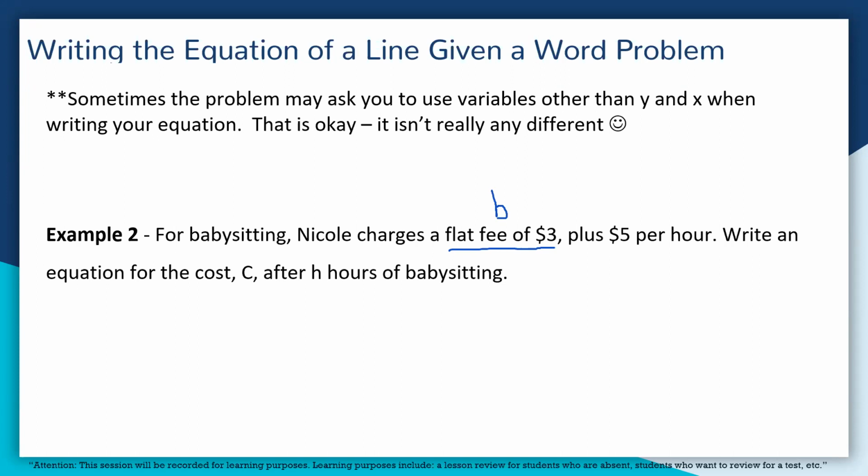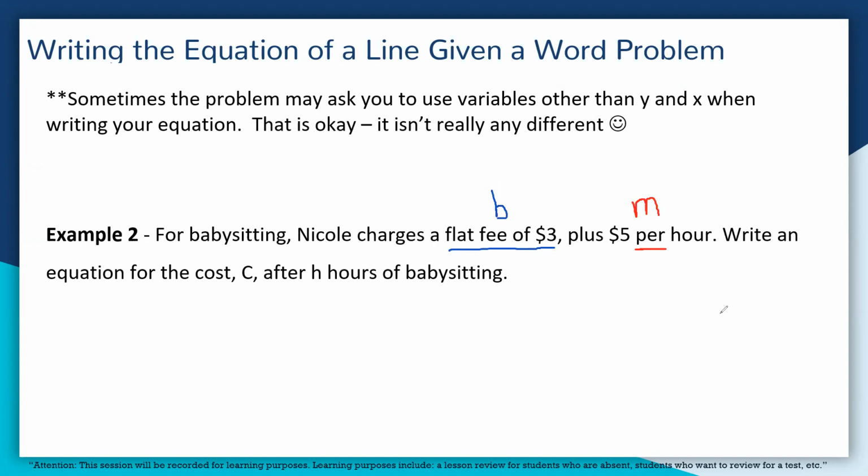And then we also are charging $5 per hour. Well, that would be our rate. Because remember, a couple key things to help us know it's our rate is that word per. And then we see it's per hour. So that's our unit rate because it's $5 for every single hour. So that's our M, our slope, our rate of change.